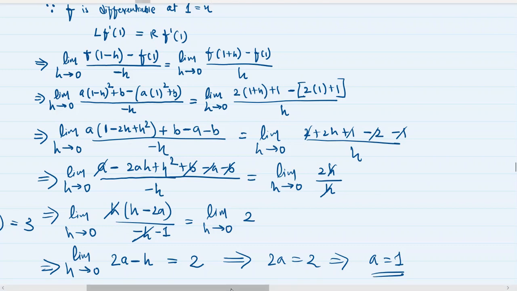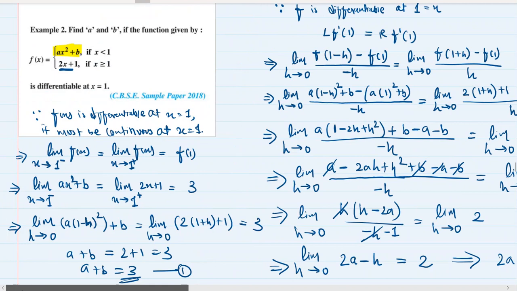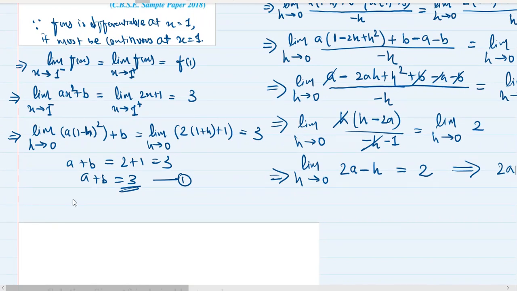Now what is the value of b? The value of b will be, see, in the first equation, if we put the value of a, that is a plus b is equal to 3. So 1 plus b is equal to 3. Therefore b is equal to 2. Right? So a is equal to 1 and b is equal to 2. These are the answers. These are the values of a and b.